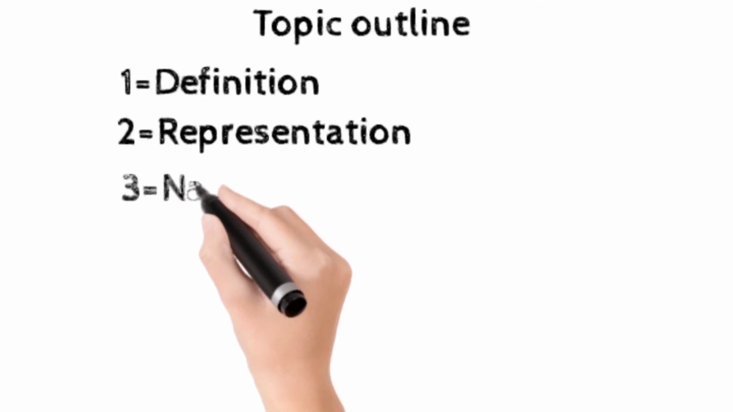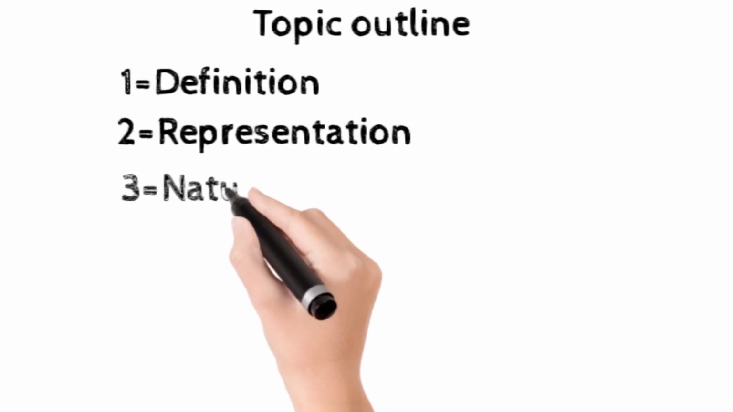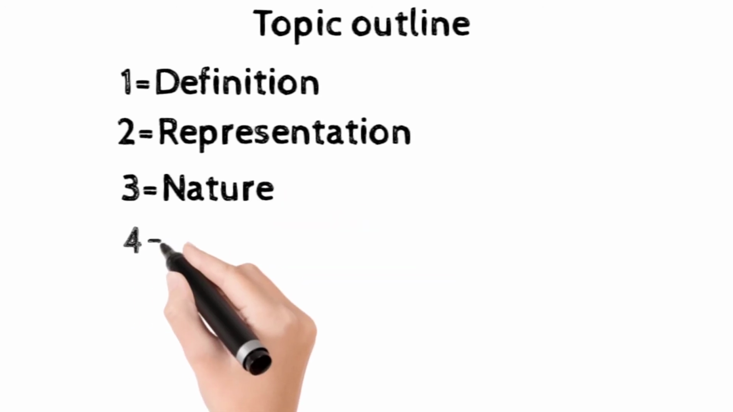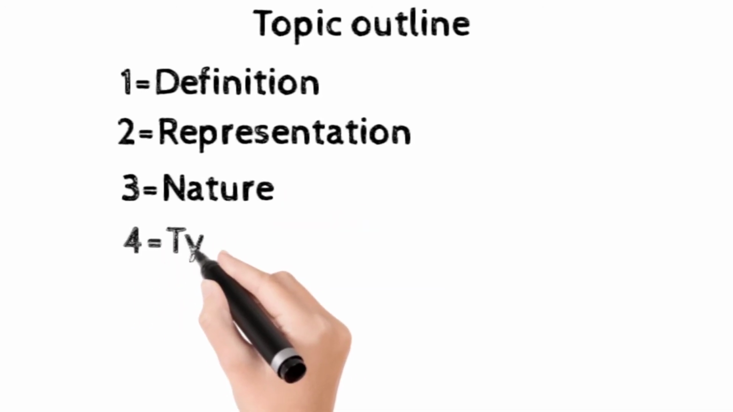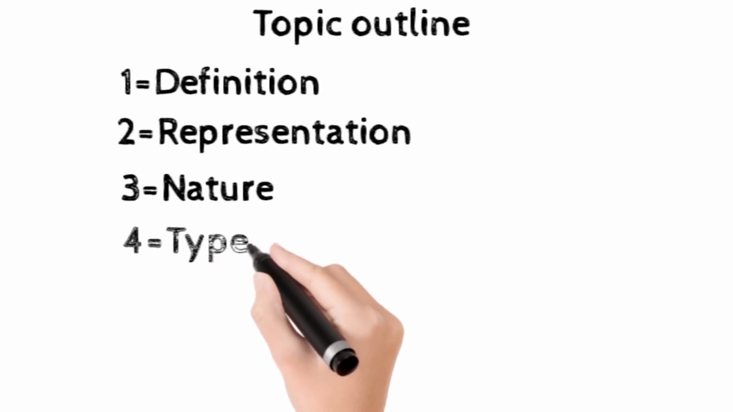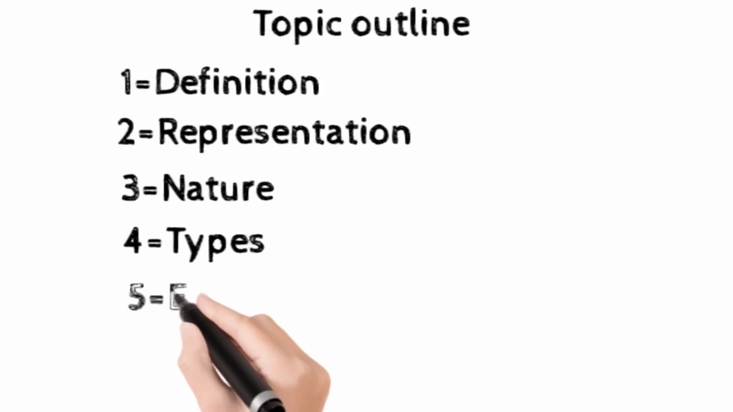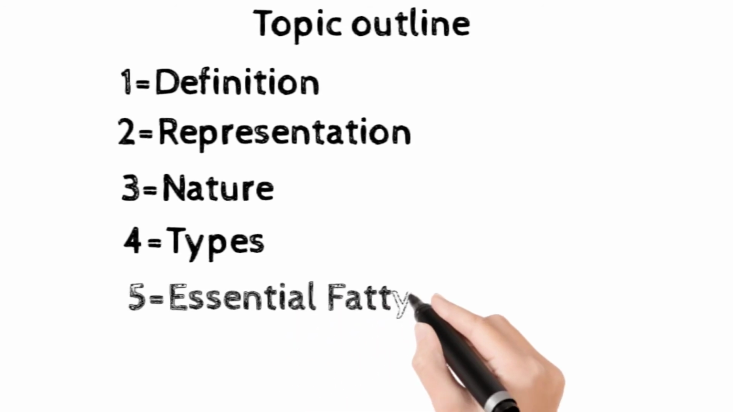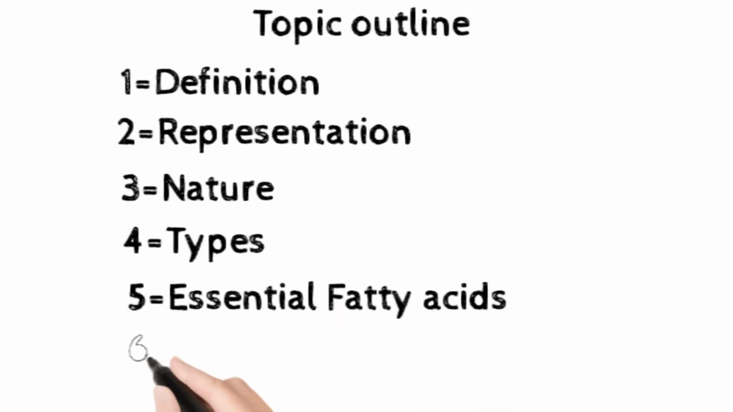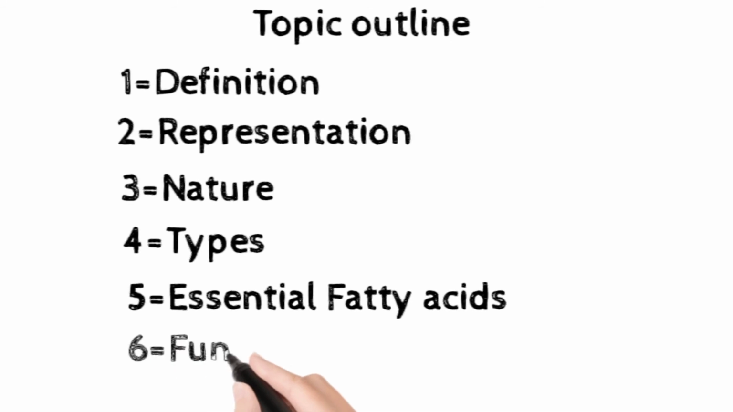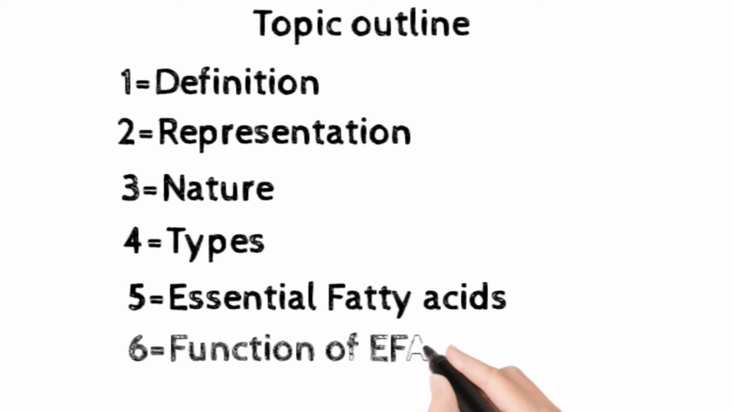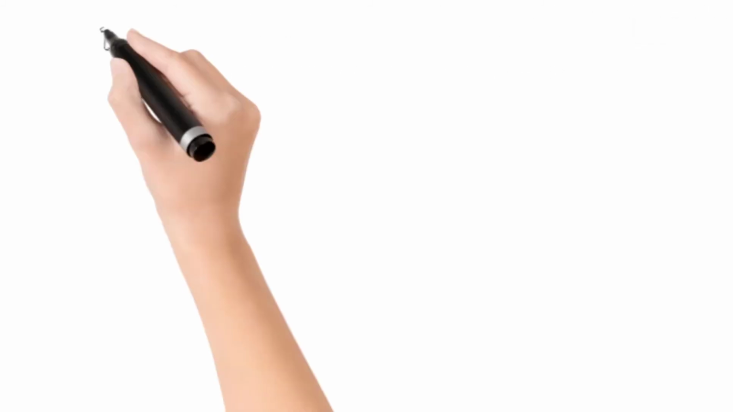Now the topic outline is number 1 definition, number 2 representation, number 3 nature, we will study the nature of fatty acid, number 4 types on the different bases, number 5 essential fatty acid, we will study about essential fatty acid, and number 6 is the function of essential fatty acids.